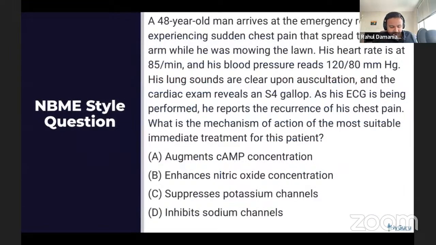All right, let's go ahead and go through this question. What is the mechanism of action of the most suitable immediate treatment for this patient? So a 48-year-old man arrives to the emergency room after experiencing sudden chest pain that spread to his left arm while he was mowing the lawn. His heart rate is 85 and blood pressure reads 120/80. His lung sounds are clear upon auscultation, and the cardiac exam reveals an S4 gallop. As his EKG is being performed, he reports the recurrence of his chest pain. What is the mechanism of action of the most suitable immediate treatment for this patient? Go ahead and put your answer into the chat box. A, augments cyclic AMP. B, enhances nitric oxide concentration. C, suppresses potassium channels. Or D, inhibits sodium channels.